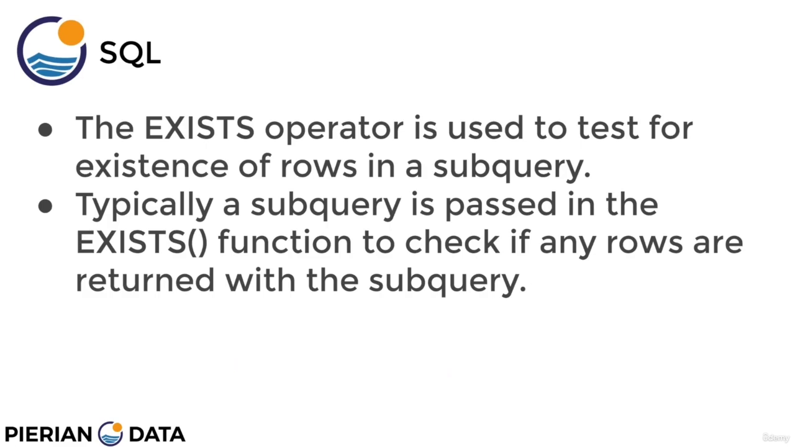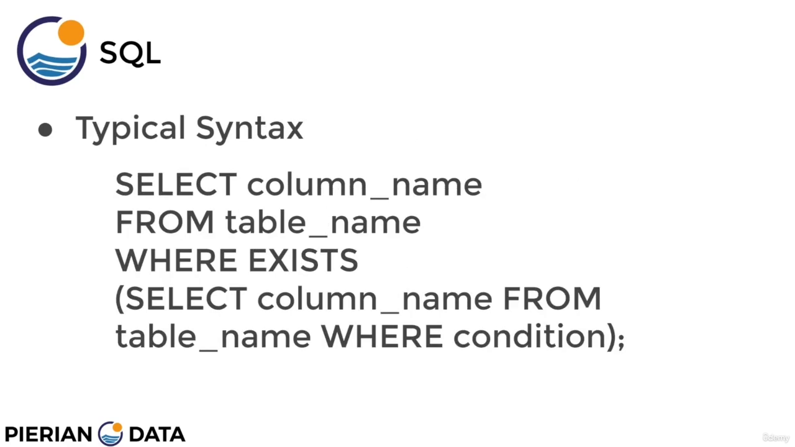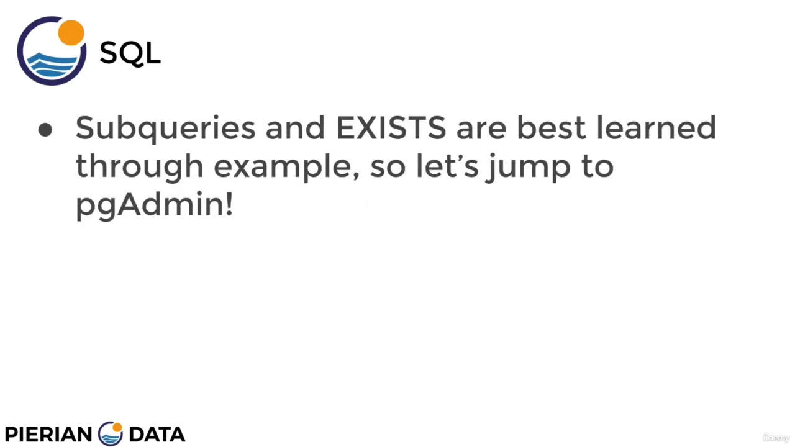Now the EXISTS operator is used to test for the existence of rows in a subquery. Typically, a subquery is passed in the EXISTS function to check whether or not any rows are returned with a subquery. So the typical syntax would look like this. We say select some column name from some table name where exists, and then the actual subquery: select column name from table name where we have some sort of condition. And then that's going to return true or false depending on whether or not there were any rows returned.